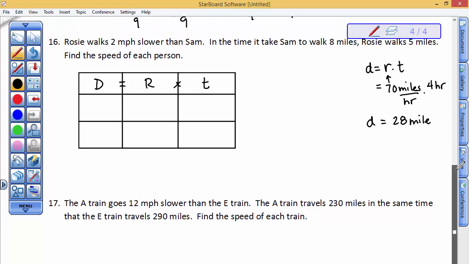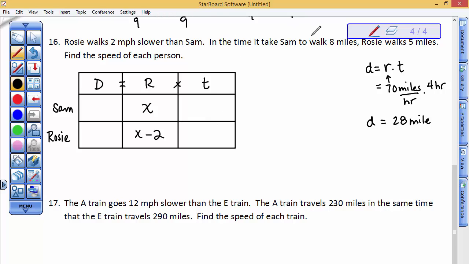So let's see. Rosie walks 2 miles per hour slower than Sam. And I do want to find the speed, the rate. When we compare Rosie to being 2 miles per hour slower than Sam, then what we should do is let Sam have a rate of X. And let's create a row for Rosie, and she's slower by 2. So let's take away 2 from X for her speed. So we got to write a row for each of them.